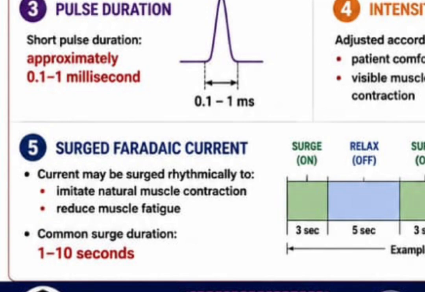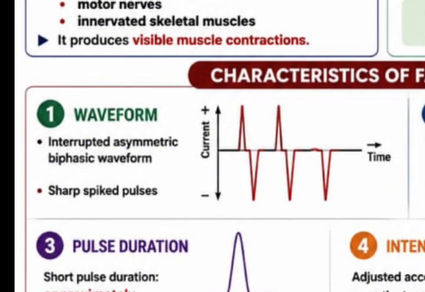So in recapping, the waveform should be what? Asymmetrical, interrupted, biphasic. Are you getting me now? Biphasic means it should have a crest and a trough. Asymmetrical means the crest and the trough will not be equal, and also the distance between each wavelength will not be equal. Are you getting that? That is for the waveform.